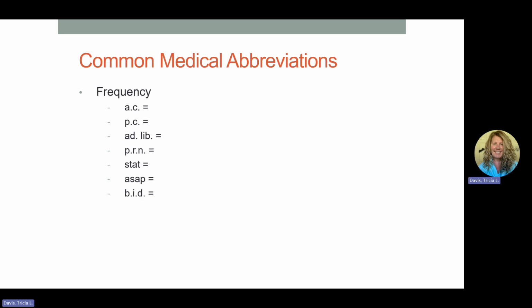Then we have the frequency of how we can see medications ordered. So AC means that we're going to give the medication before meals. PC means we're going to give this medication after a meal. Ad lib means as desired or freely, no specific time range. PRN means when necessary. STAT means right now. ASAP means as soon as possible. And then BID means twice a day.